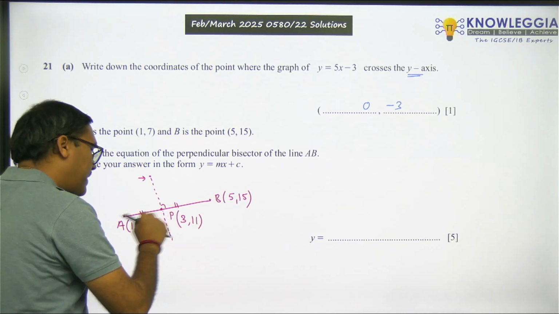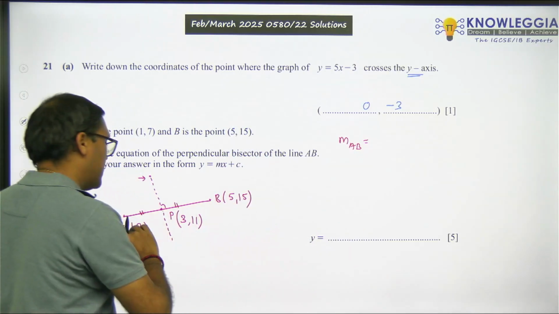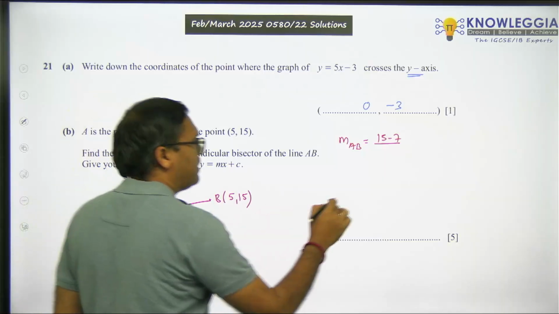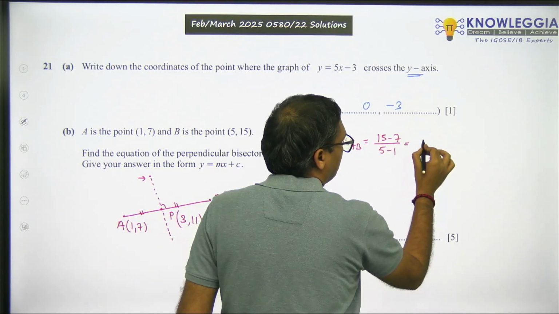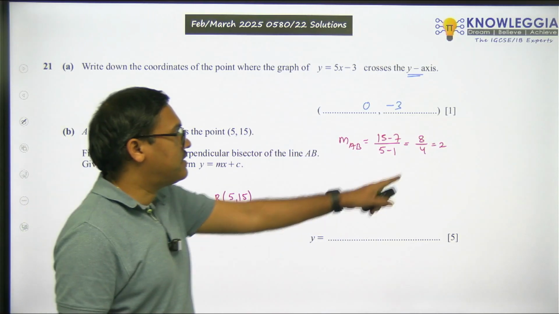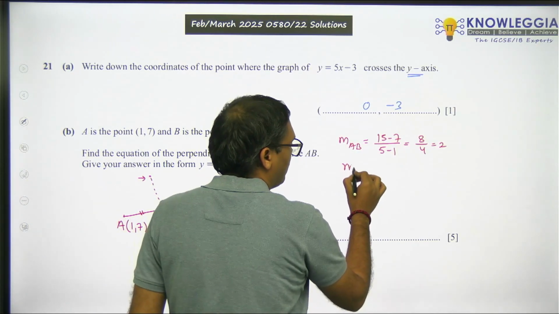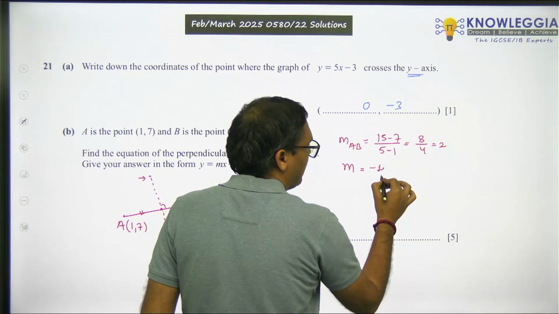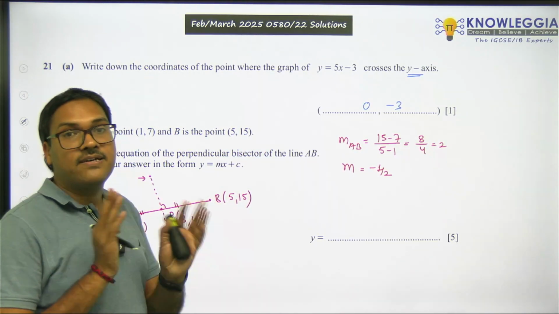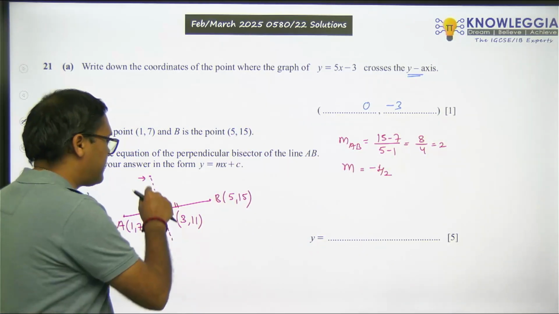Now, what is the gradient of AB? This is y2 minus y1, that is 15 minus 7, upon 5 minus 1. So this is 8 upon 4, which is equal to 2. So the gradient of AB is 2. Now the gradient of the perpendicular bisector. We know the gradient of the perpendicular bisector will be negative 1 by 2, because if the lines are perpendicular, their product of slopes is minus 1, the negative reciprocal. The reciprocal of this with a negative sign. Right? So that is the gradient of this line.